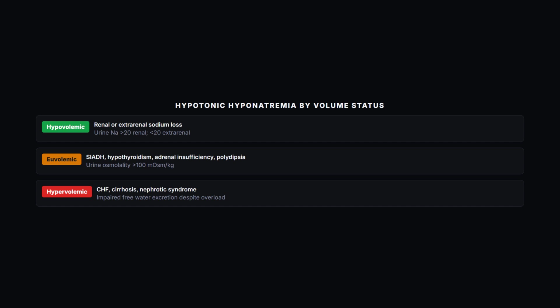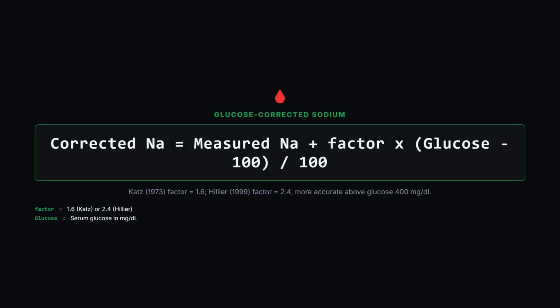Don't forget to correct for glucose before you commit to a hyponatremia workup. The classic correction factor drops sodium by 1.6 milliequivalents per liter for every 100 milligrams per deciliter of glucose above normal. Hillier's 1999 data suggests 2.4 is more accurate, particularly once glucose climbs above 400.